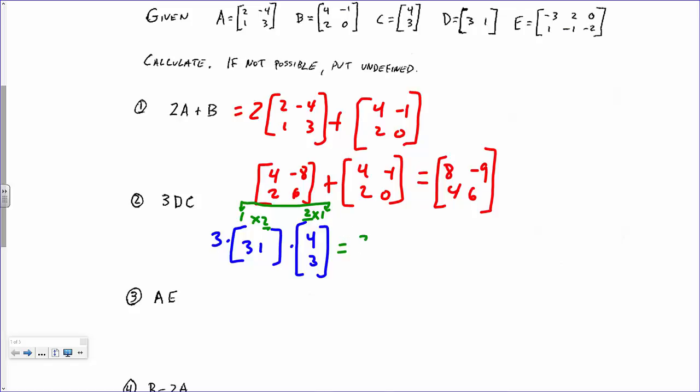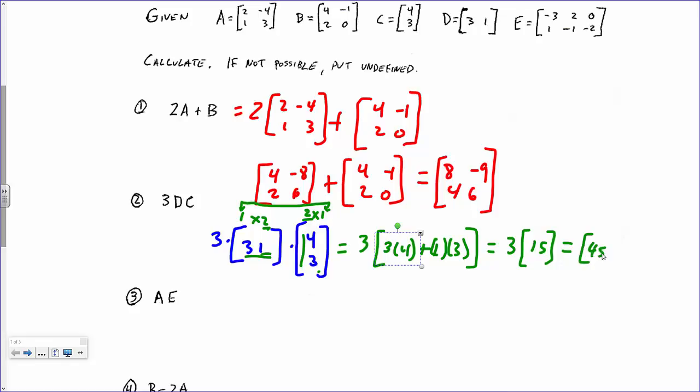I'm going to leave the 3 out for these purposes. I'm going to multiply this row by this column. It's like taking this row and dropping it through this column: 3 times 4, first times first, and then plus 1 times 3. That gives me 12 and 3, so 15. And that will give me the matrix 45. This is the final answer, which is a 1 by 1 matrix. Okay, so that's the answer for D.